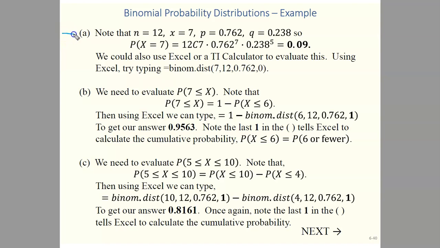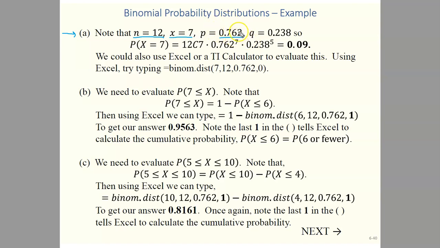Now here's our solution to part A. So in this case, the number of trials is 12, so the n is 12. Now we're going to consider a success to be finding a driver wearing a seatbelt. So our x is going to be 7. We wanted to find the probability that 7 of the 12 drivers are wearing seatbelts. Now since a success is finding a driver wearing a seatbelt, the probability of success is 0.762.